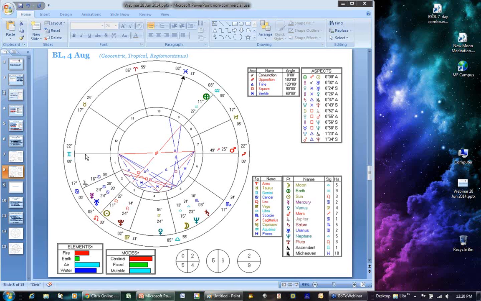Right. Okay. Very good. Any other questions or comments? Okay. This was us telling you about us and showing you basically how we delineate a chart.